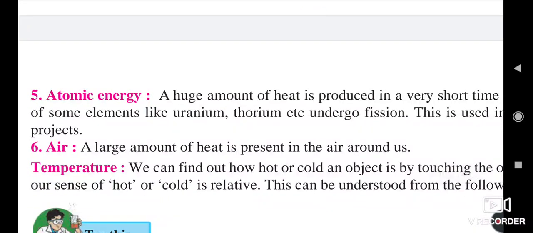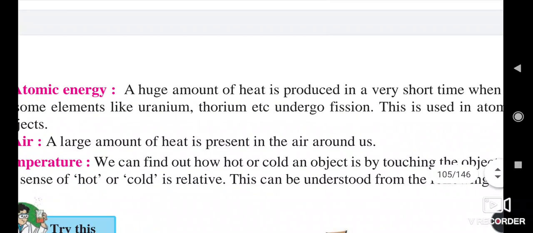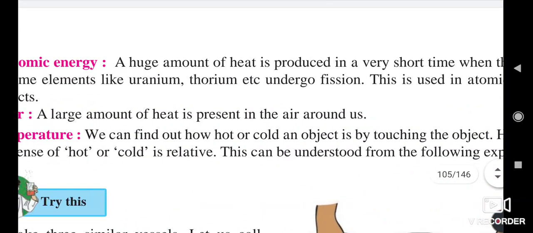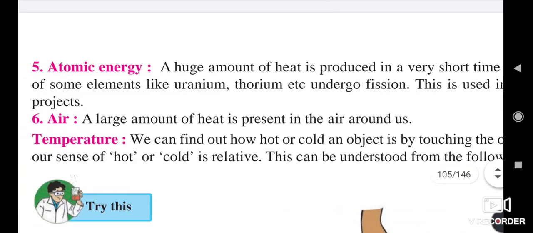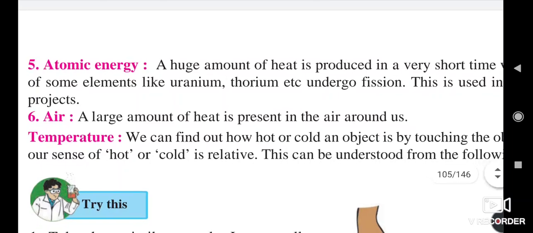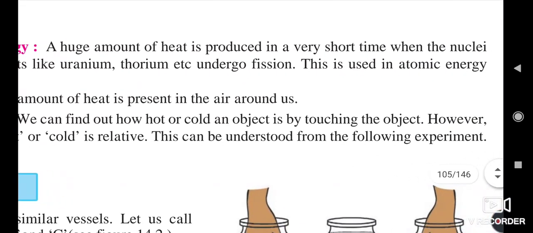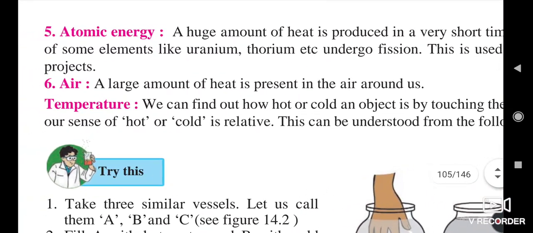The fifth source is atomic energy. A huge amount of heat is produced in a very short time when the nuclei of some elements like uranium, thorium, etc. undergo the fission process. This is used in atomic energy projects.